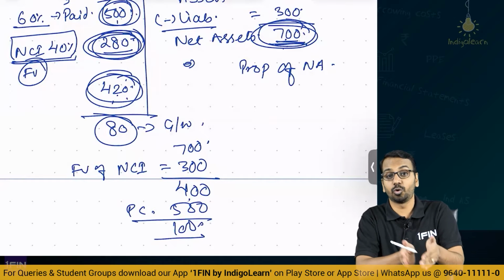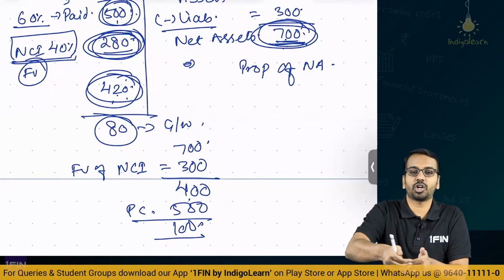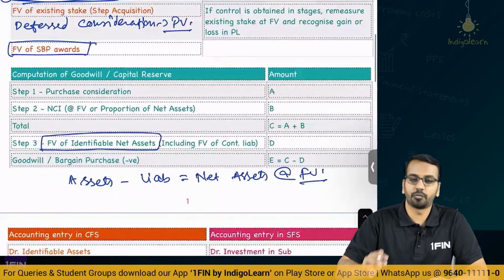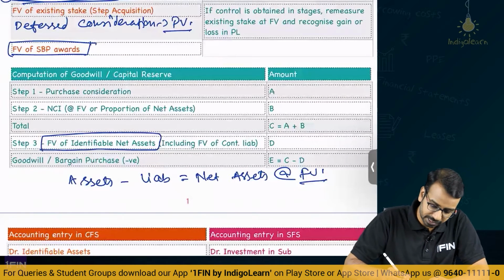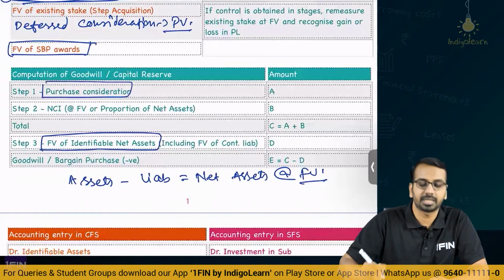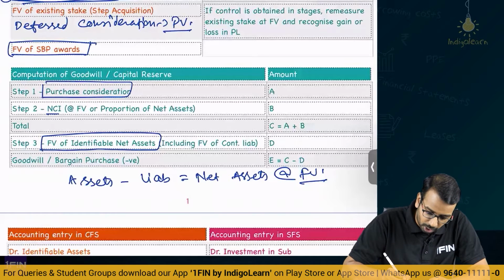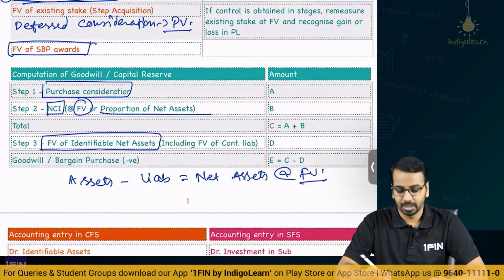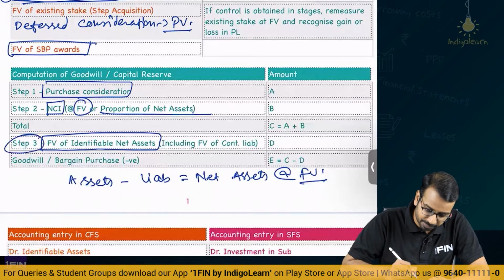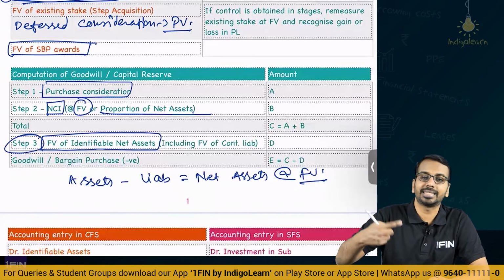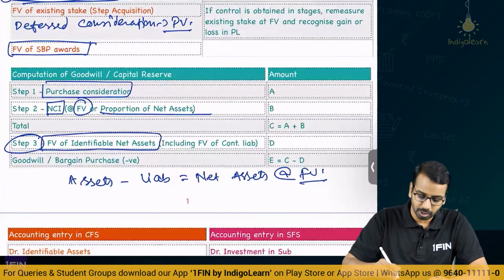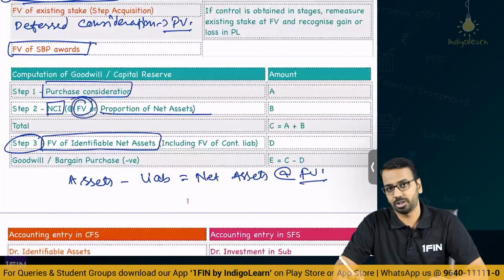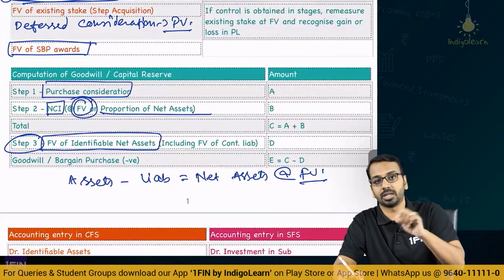In examination, do not do it this way, do it in the structured manner that I will be showing. So, for calculation of goodwill and capital reserve, first we will calculate what is the purchase consideration, then what is the value of NCI either at fair value or proportion of net assets. Proportion of net assets means from step 3, whatever is the percentage that belongs to NCI, you will consider that, or fair value will be given to you in the question, you will consider the fair value.